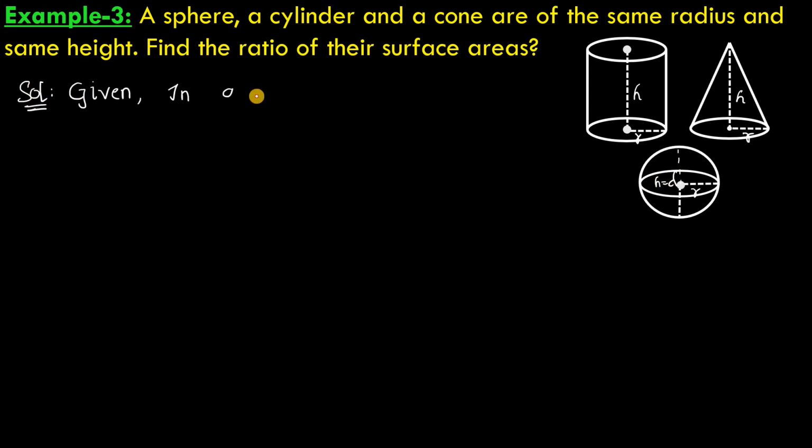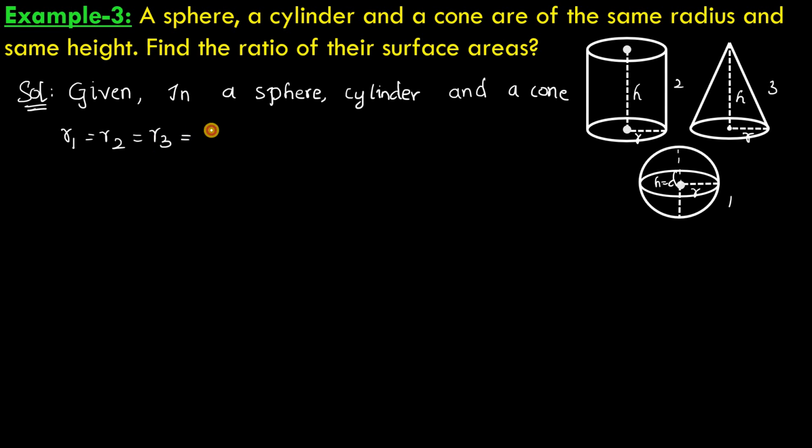Given a sphere, a cylinder and a cone, same radius means r. Sphere I am representing as 1, cylinder 2 and cone 3. R1 equals R2 equals R3, all equal to r, and height also h1 equals h2 equals h3 equals h. If we see here, h is diameter, so h equals d. D means 2r. We know diameter is 2 times the radius, so h equals 2r. Height is 2 times the radius.